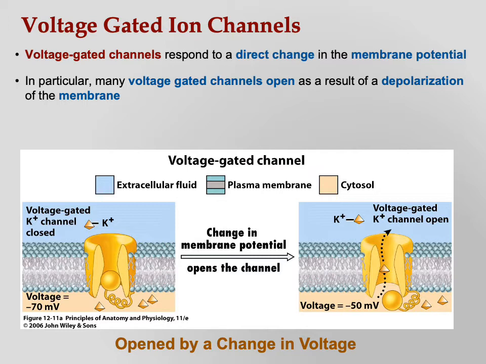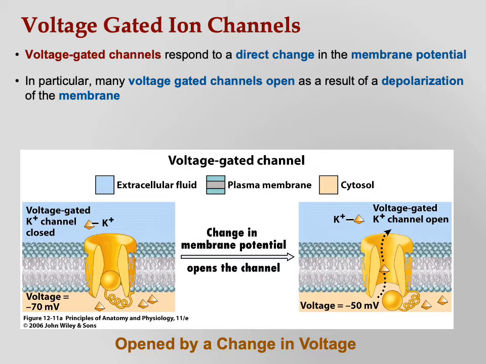From negative 70, if we were to go more negative, we would go negative 75, negative 80, negative 85. Going more positive means going negative 65, negative 60, 55, 50, and so on. So notice, going from left to right in the illustration, we have depolarized the membrane, and it was the depolarization that caused that little ball to swing open. And now potassium gets through.